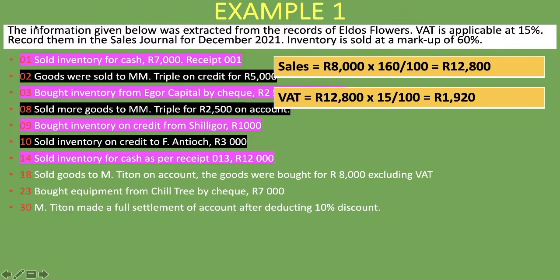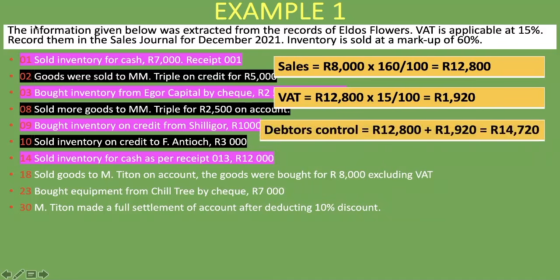How do you do that? Well, you can take 12,800 rand plus 1,920 rand, and it gives you 14,720 rand. Now we have all the amounts that we need, so we can put them into our sales journal. And why did we do it differently from the other transactions? Is because we're told how much the goods were bought for, or how much the company bought the goods for, not how much it was sold to the customer for. Okay, so if you're given how much it was bought for, that is your cost of sales. Now you have to get your sales, your VAT, and your debtors control.